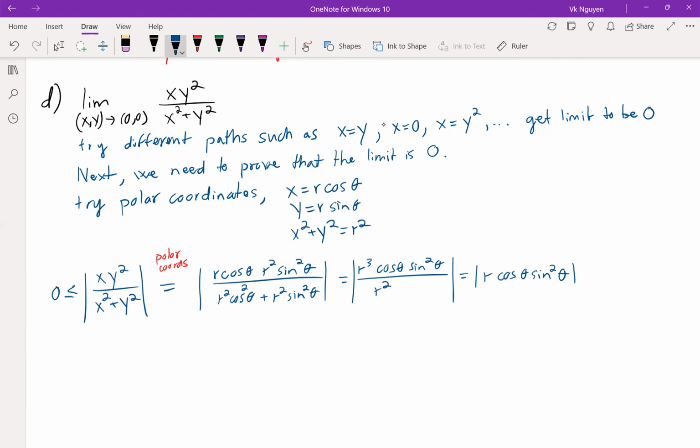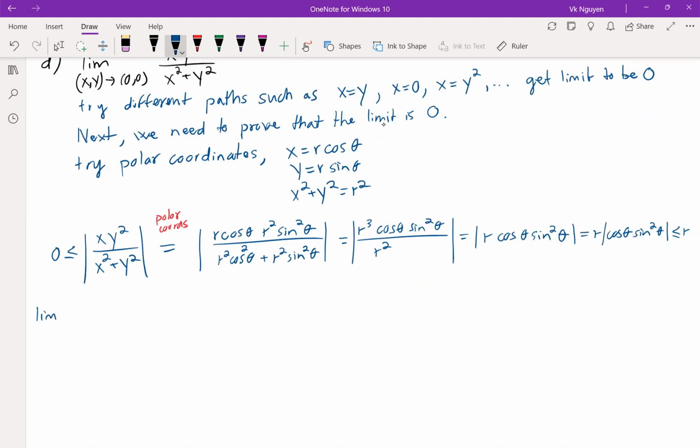You can actually take out the R here. And then the absolute value of cosine theta sine square theta. Well, cosine square times sine square, the maximum that it can be is going to be 1. So this is going to be less than or equal to R, the limit as (x, y) goes to (0, 0), right?